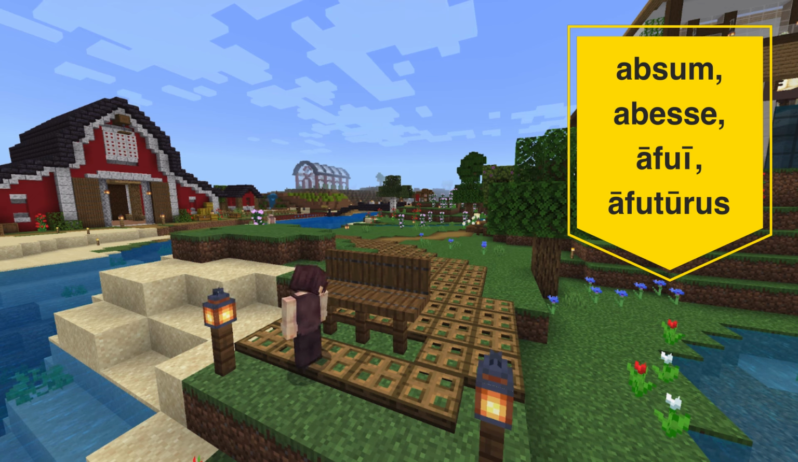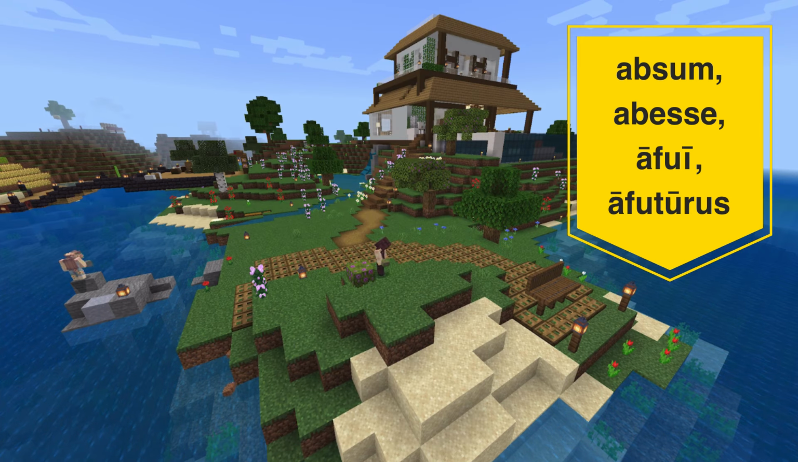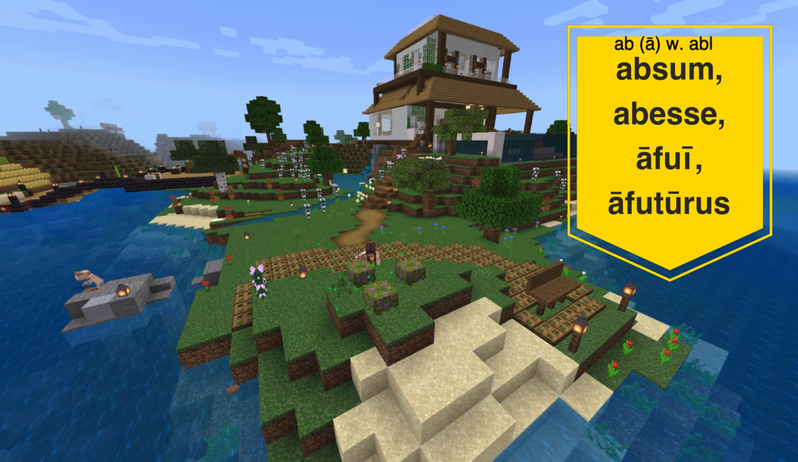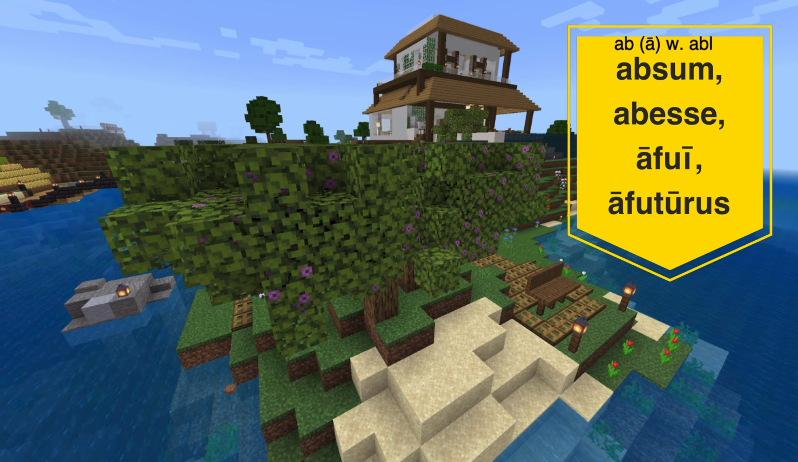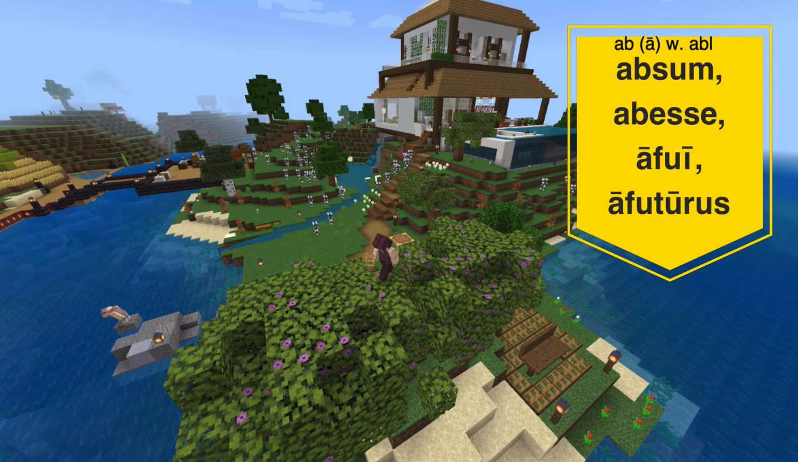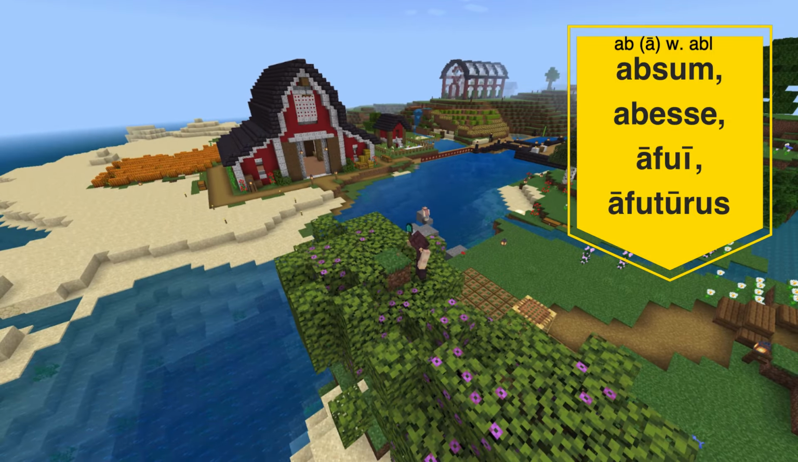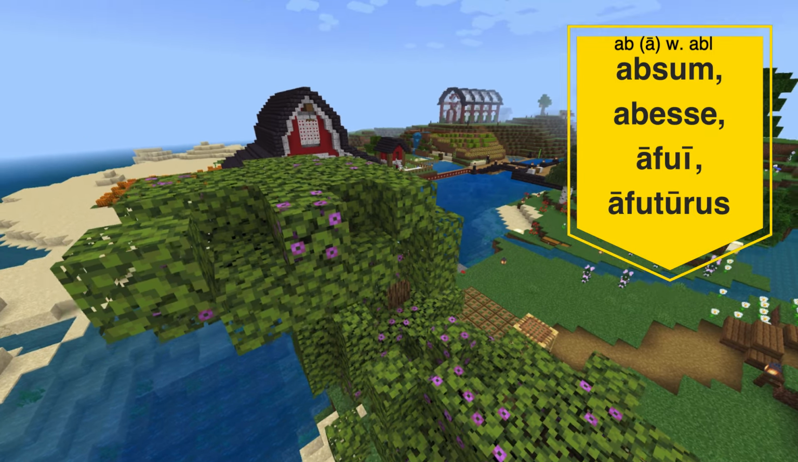Notice if you take the AB or the A off of the forms, then you get sum, esse, fui, futurus. But sometimes you add on that AB or that A. And notice down here it says ab or a with ablative after the little semicolon there. So that just means that this word, whenever it's translated, it usually goes with the preposition ab or a, and that preposition goes with ablative.